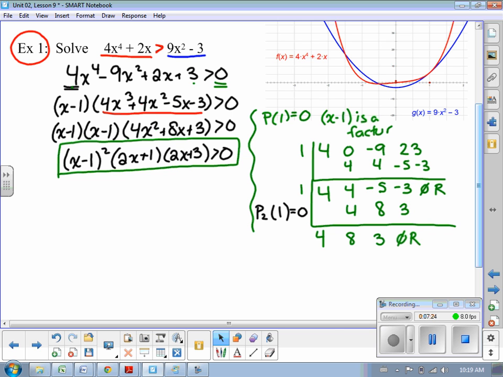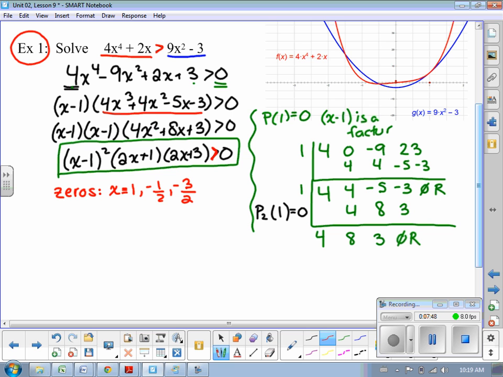But because it is greater than 0 right here, we're going to have an extra couple of steps. So our first step is the same as always. We're just going to state what the zeros are: 1, negative 1/2, and negative 3 over 2.